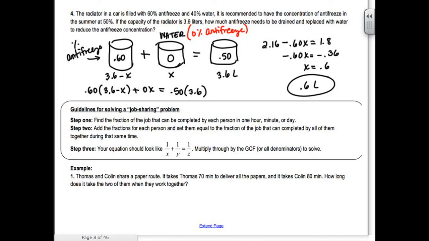All right, job sharing. So we've done these before, so this should kind of be a review. So it says find the fraction of the job that can be completed by each person in 1 hour, 1 minute, or whatever time you're talking about. Add the fractions for each person.